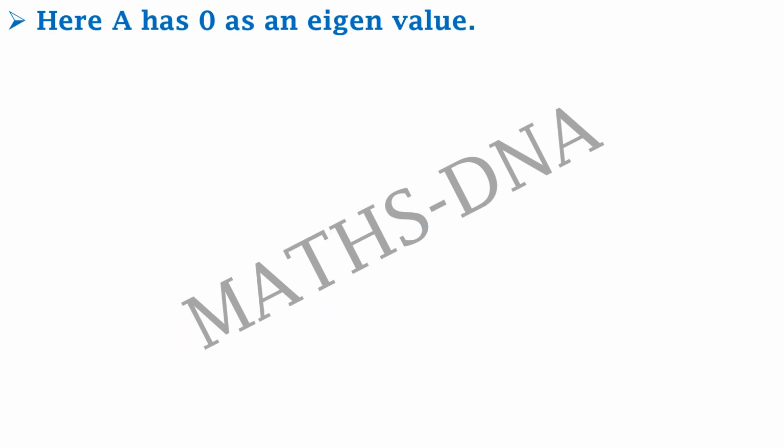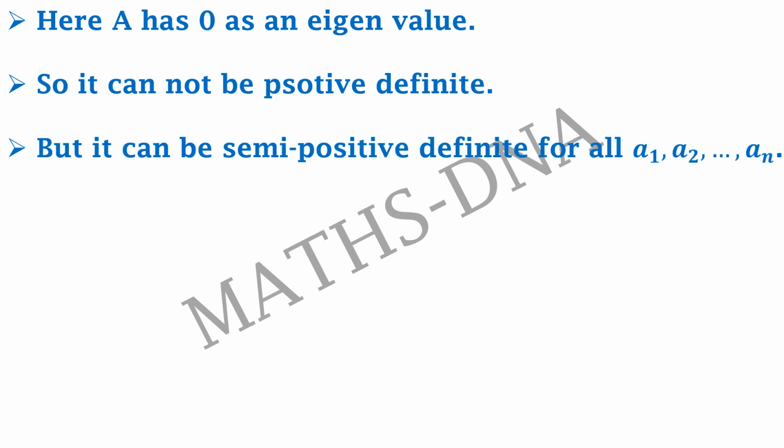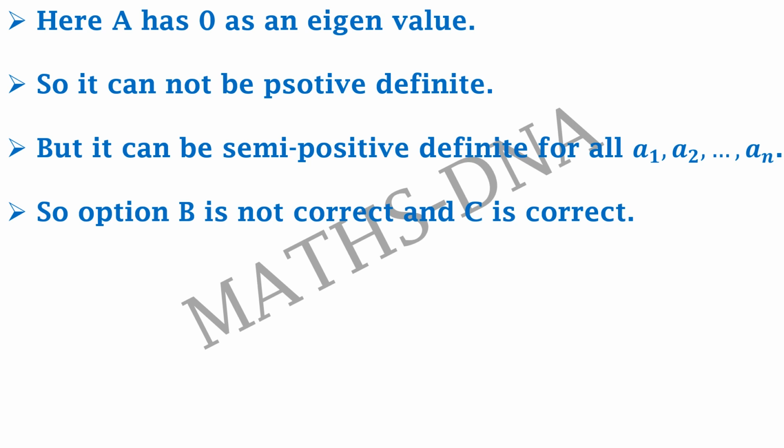Now here 0 is an eigenvalue, so definitely it cannot be positive definite, but it will be positive semi-definite for all a1, a2 up to an. And you can easily verify that once again. And so option B is not correct and C is correct. And so the correct answers are option C and option D.